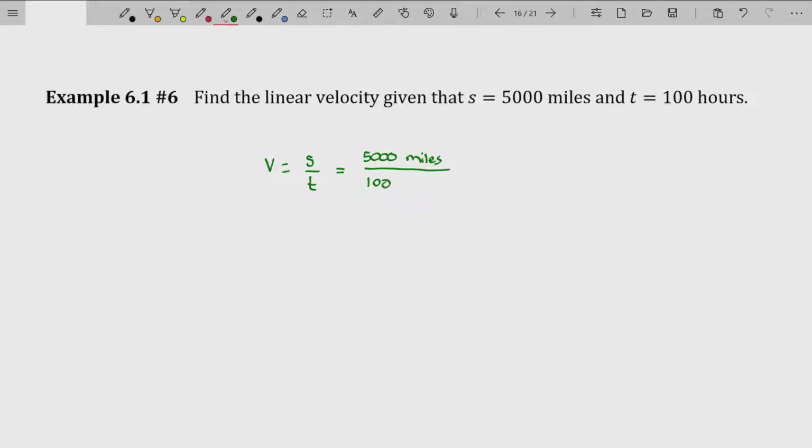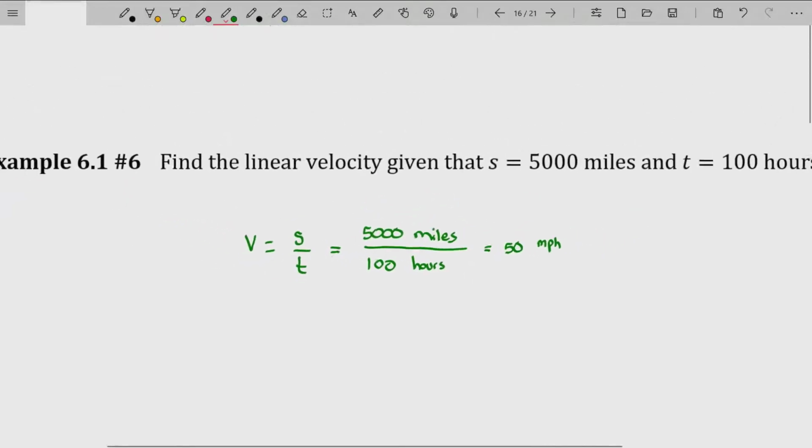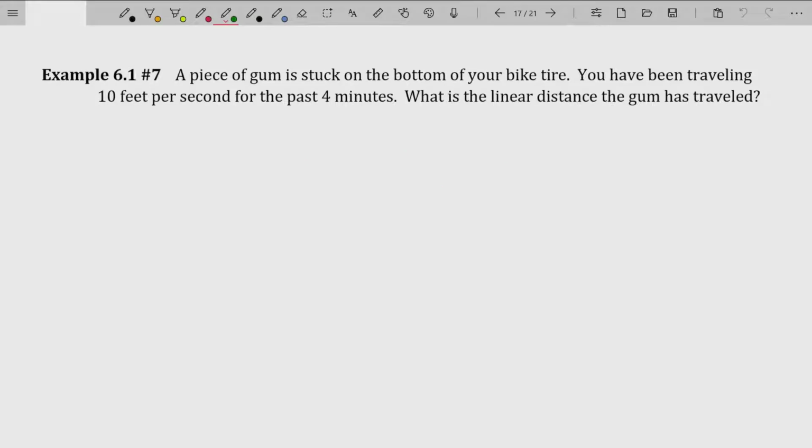So this should not be a brain teaser for you. This is just 50 miles per hour. And that's it. So this is nothing major. This is just kind of showcasing that, honestly, linear velocity is just like what we're used to forever. We know how to compute speeds, distance over time. That should not be a hard part to these problems.